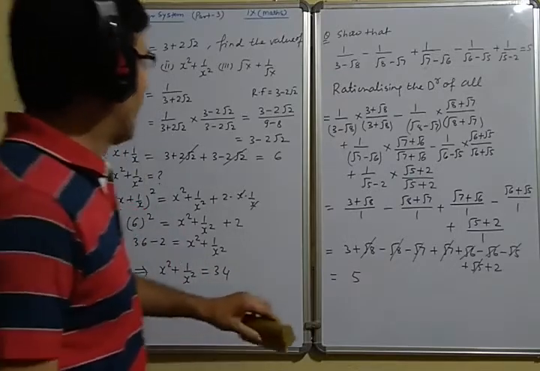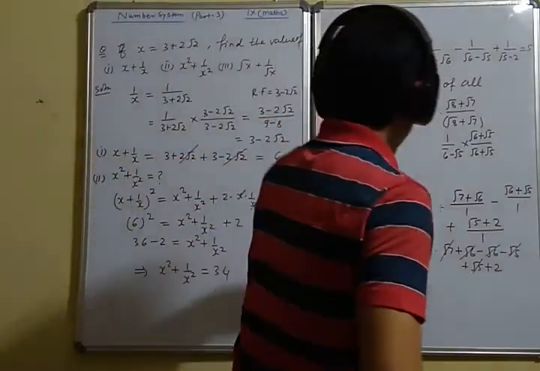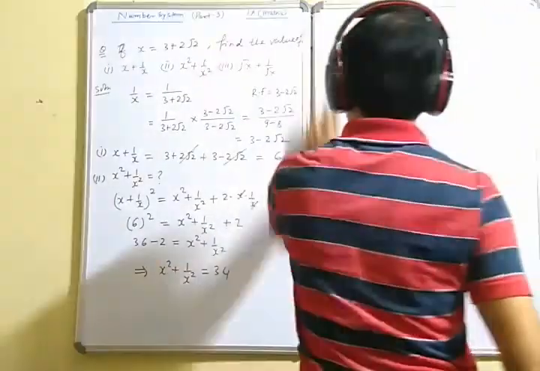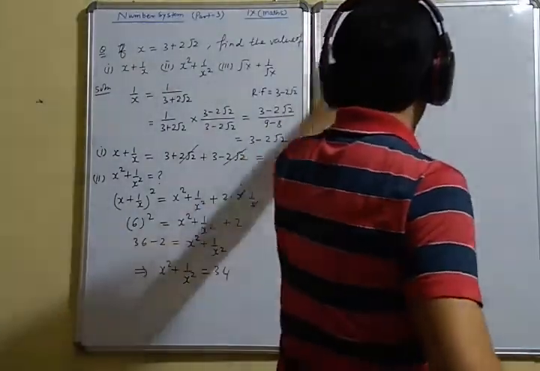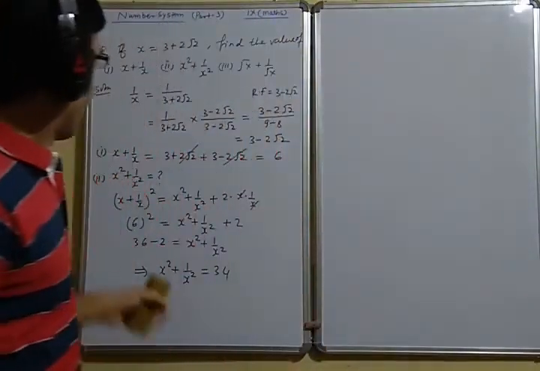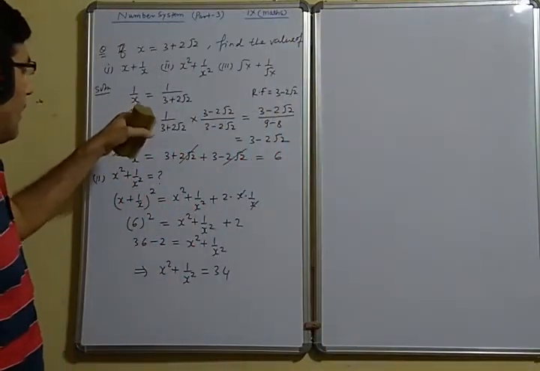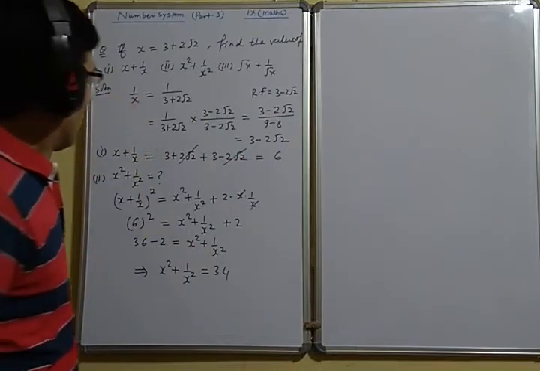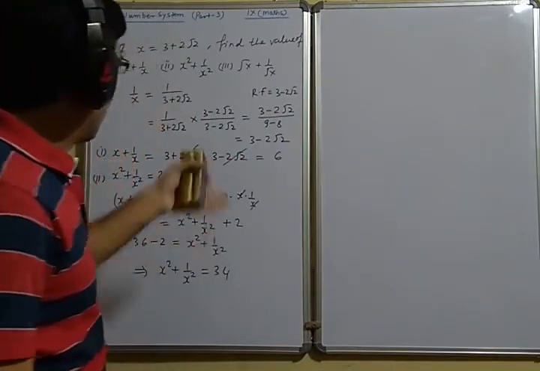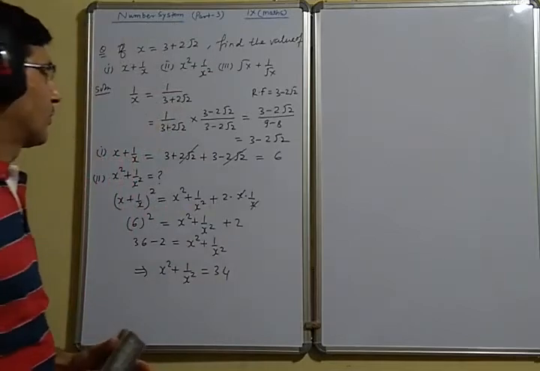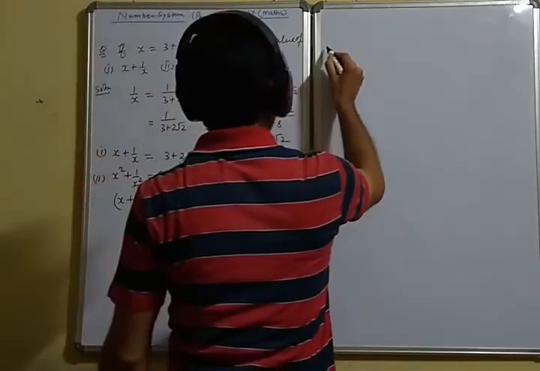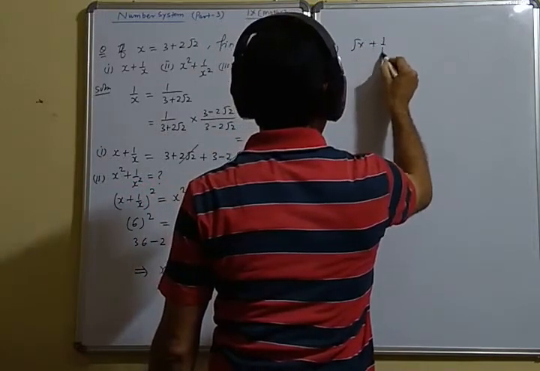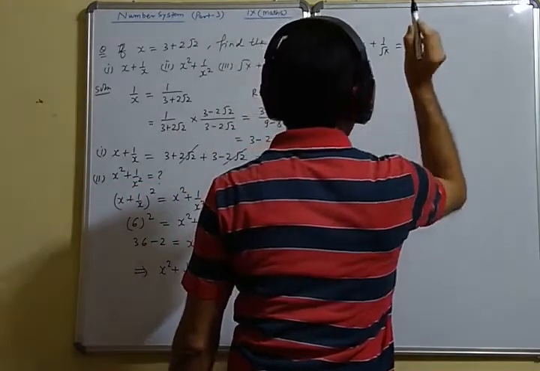Now for the last part, we have to find out under root x plus 1 upon root x. And here neither the value of under root x is given nor 1 upon root x is given. Now to simplify this part, under root x plus 1 upon under root x we have to find out.